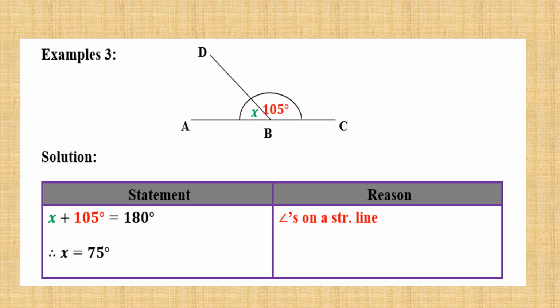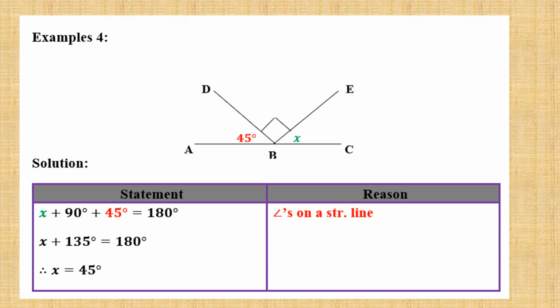In example 3, we have a straight line ABC with an arm BD. So angle X plus 105 together give us 180 because they are angles on a straight line. So X will be equal to 75 degrees.